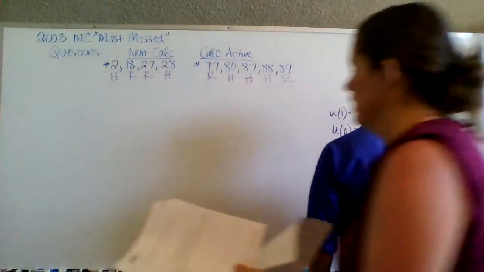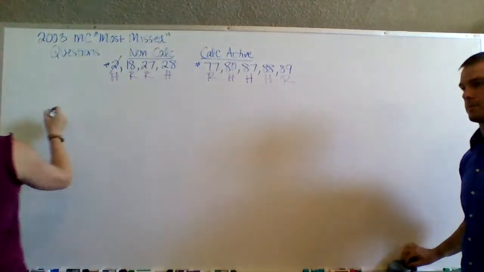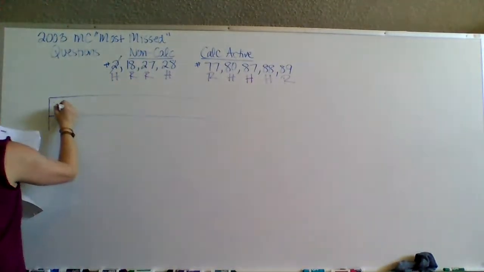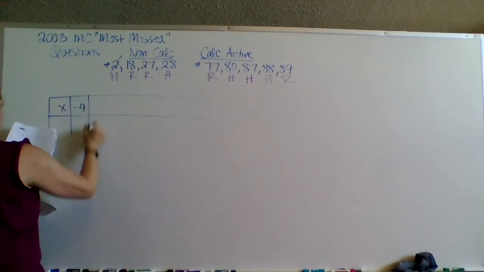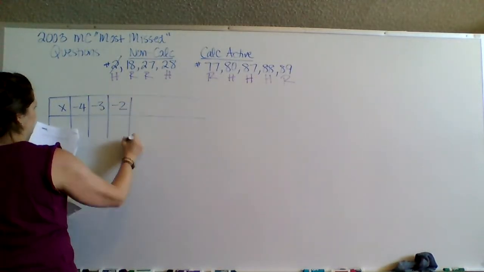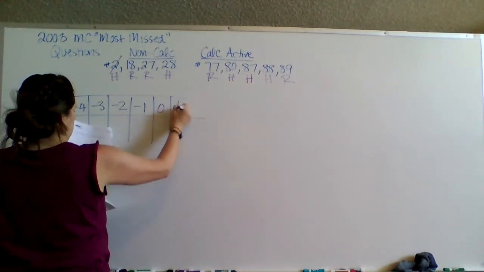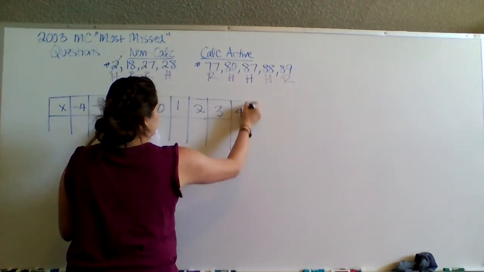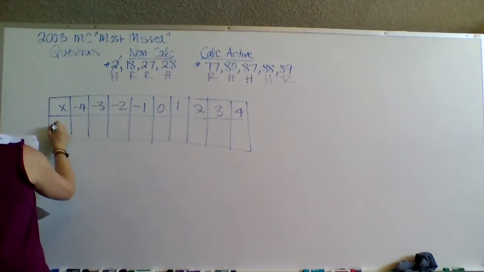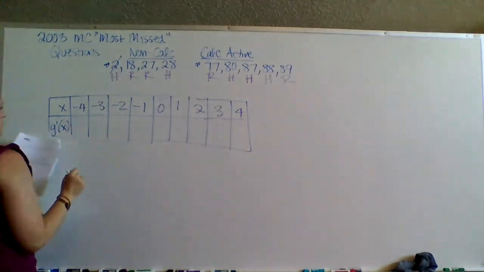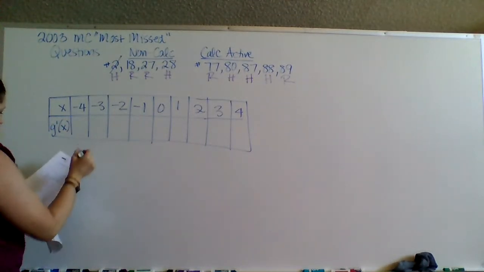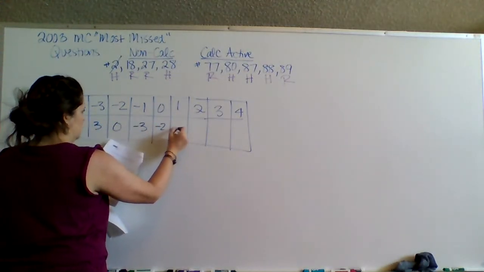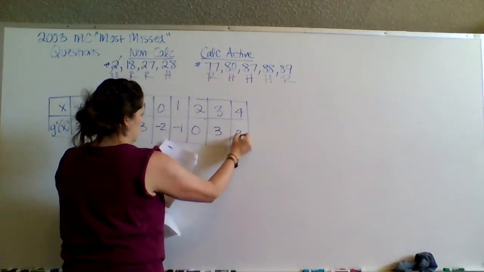So number 18 is on the non-calculator part 2. And even though it's going to take me a tiny bit of time, I'm going to do this anyways. So we're given a table of values. And we have some values just going by ones from negative 4 to 4 for x. And then we have some values for g prime of x. So this is 2, 3, 0, negative 3, negative 2, negative 1, 0, 3, 2.